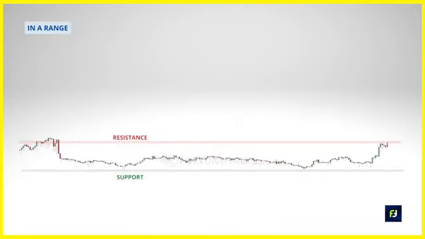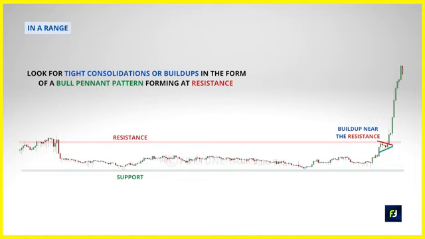Since the bull pennant is a trend continuation pattern, you might have the idea that this type of setup is unfavorable. So how exactly are we planning to trade the range market? Literally speaking, we are not trading the range market. Now what am I suggesting? It means that instead of trying to buy the highs and lows within the range, we wait for the range to potentially end. That is, we look for tight consolidations or build-ups in the form of a bull pennant pattern which is forming near the resistance level.